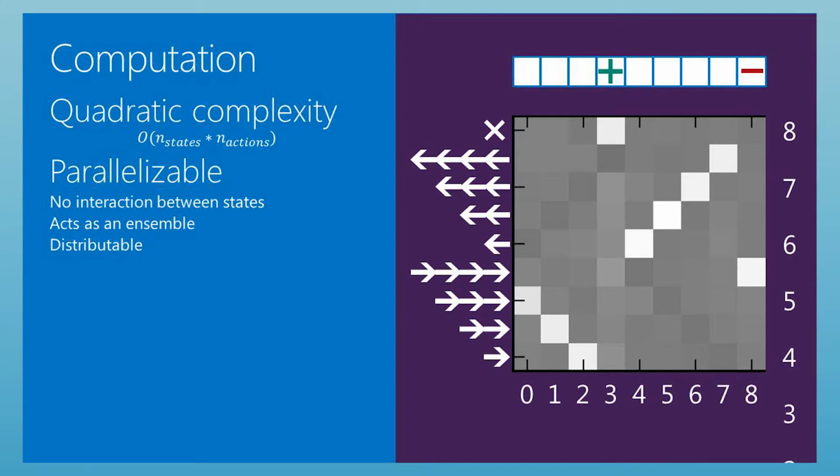So some quick notes on the computational complexity. You can see from what we've done so far, all of the operations are on this Q matrix, and it has n states by n actions. However many states and actions you have, that determines the size of your matrix. And the operations that we've done have all been linear. They've all been of the order of the size of the matrix, nothing too insane.